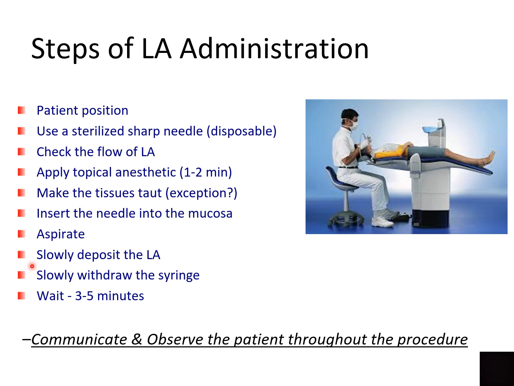Then you would deposit the LA slowly. Now, this slowly is important because the rate of administration is going to determine the amount of discomfort your patients would experience. So, for ID nerve blocks, you should take anywhere between 30 seconds to up to a minute, and that is quite a lot of time. So, you have to be very patient. Similarly, with infiltrations, when you inject about 0.5 mils, it should be administered over a period of 15 to 30 seconds, not within a couple of seconds. So that's something you would have to be very patient with.